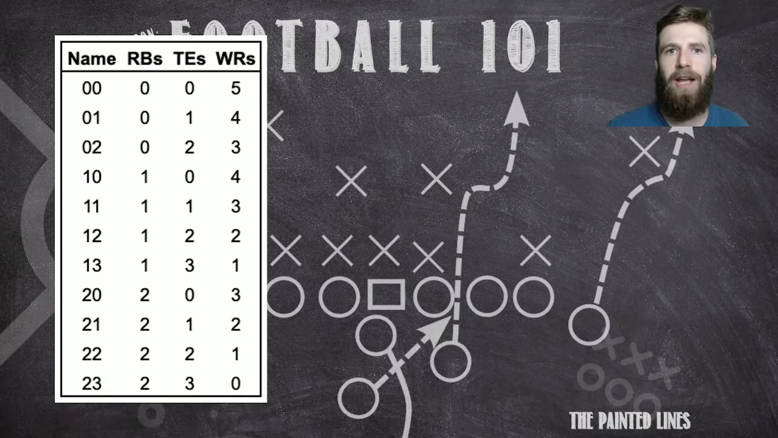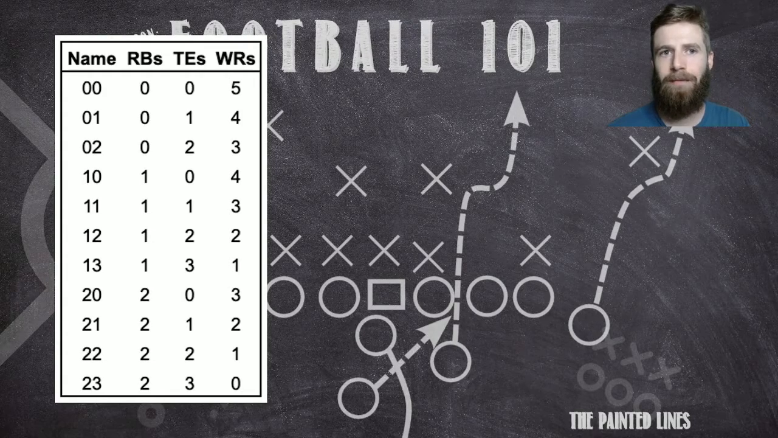This is the code names for personnel groupings, and they're designated by numbers. The first number is the number of running backs on a field. The second number is the number of tight ends, and then it's implied how many receivers there are because there has to be a total of 5 eligible passing targets on any given play.